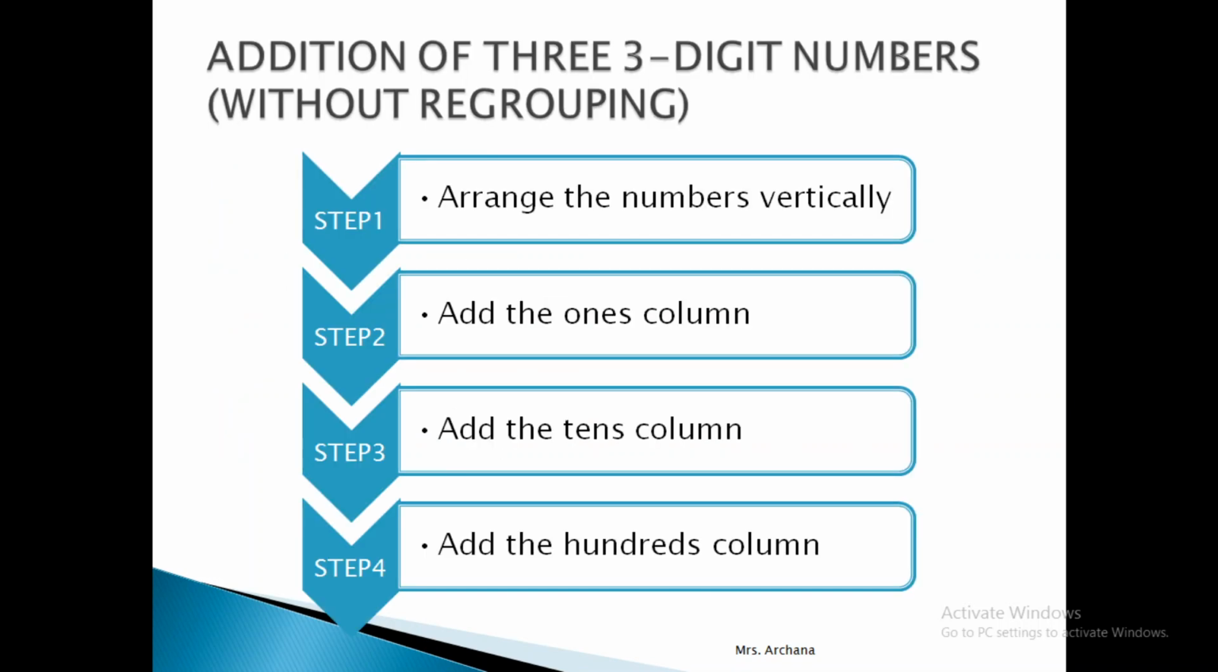Now, addition of three 3-digit numbers. Till this slide we have studied addition of two 3-digit numbers, but now we are going to add three 3-digit numbers without regrouping. Steps are the same. Arrange the numbers vertically, add the ones column, add the tens column, add the hundreds column.